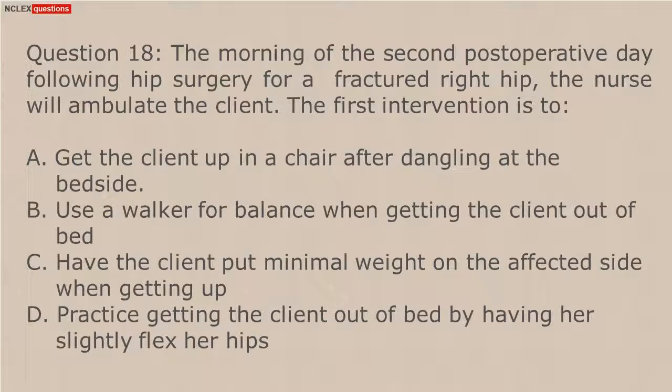Question 18. The morning of the second postoperative day following hip surgery for a fractured right hip, the nurse will ambulate the client. The first intervention is to A. Get the client up in a chair after dangling at the bedside. B. Use a walker for balance when getting the client out of bed. C. Have the client put minimal weight on the affected side when getting up. D. Practice getting the client out of bed by having her slightly flex her hips.